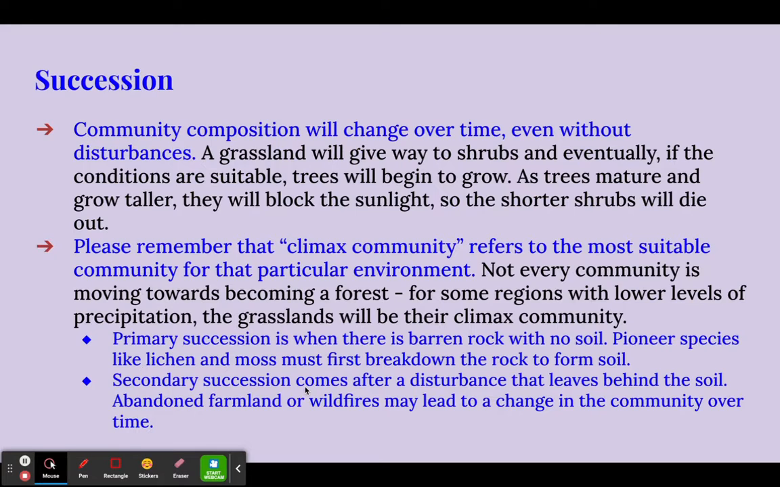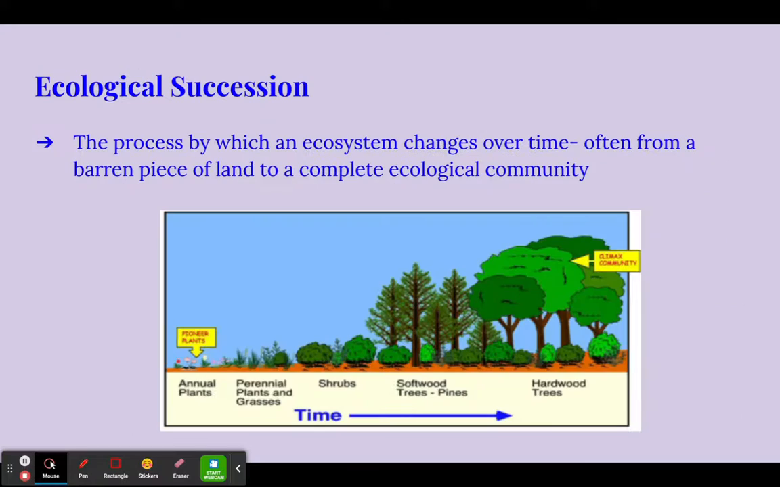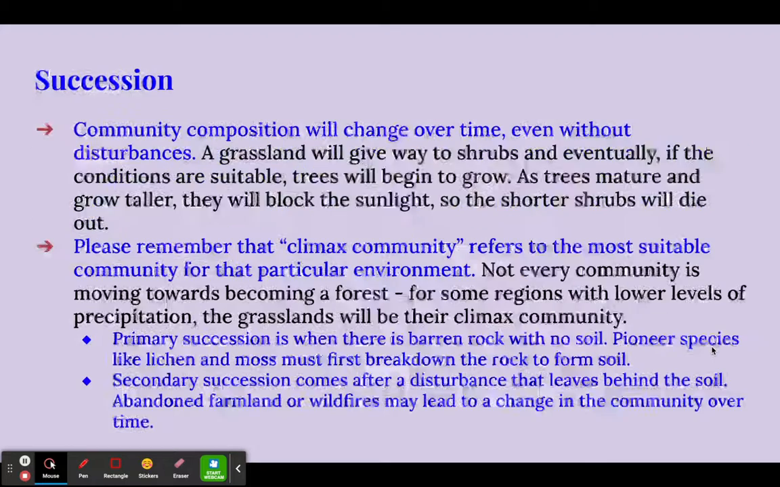Secondary succession comes after a disturbance that leaves behind the soil. So, if there's abandoned farmland or if wildfires take out a once thriving community, then this can lead to change in a community over time. Wildfires are detrimental, but they still leave the soil behind. So, we can have secondary succession where we start having plants grow in that barren community that was once thriving.